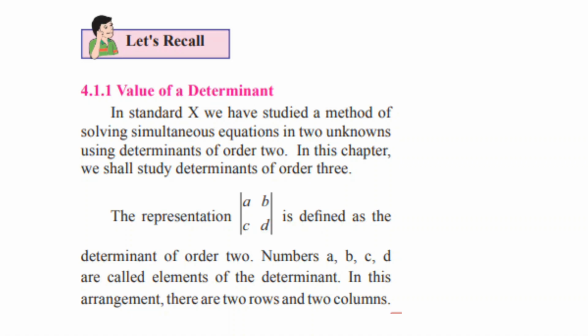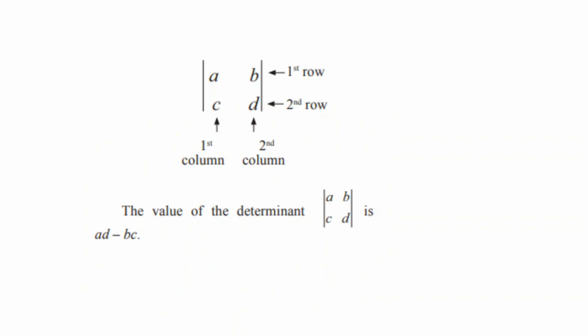In this arrangement there are two rows and two columns. The elements in the first row are a, b, whereas the elements in the second row are c, d. The elements in the first column are a, c, whereas the elements of the second column are b, d.